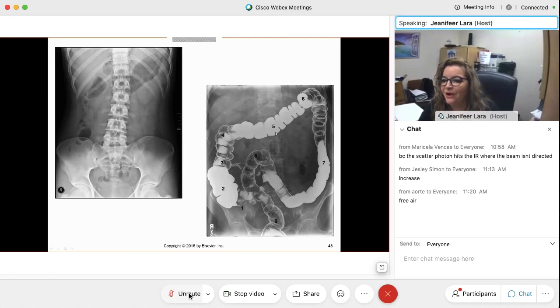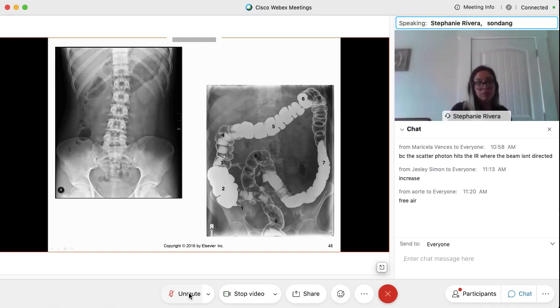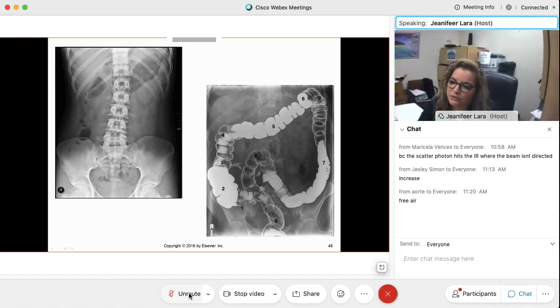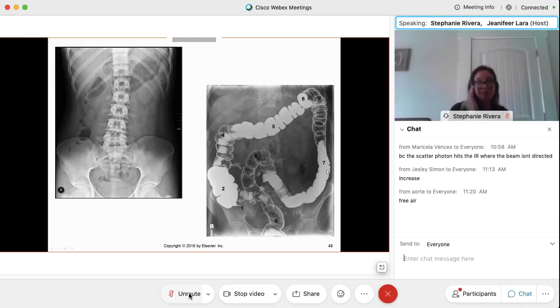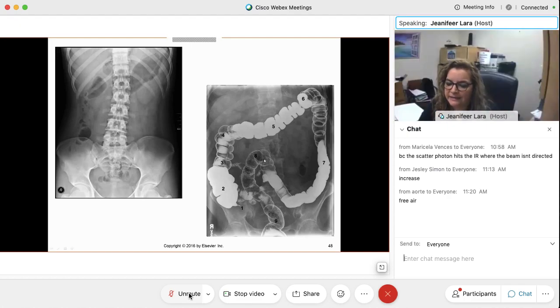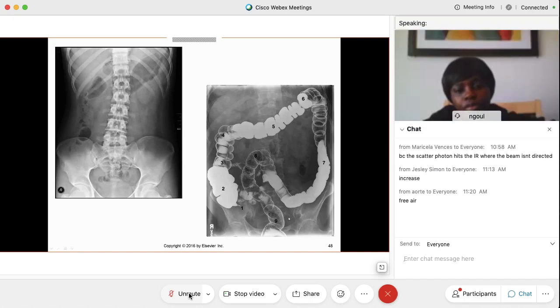Transverse colon. Very good. Stephanie, 7. It's the ascending colon. Ascending goes up. Descending, sorry. Perfect. Good. All right. Let me see. Ruth, what is number 8? It is the sigmoid. And number 9, we have the rectum.